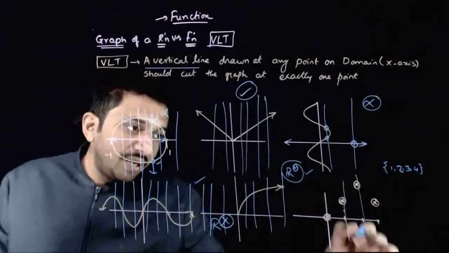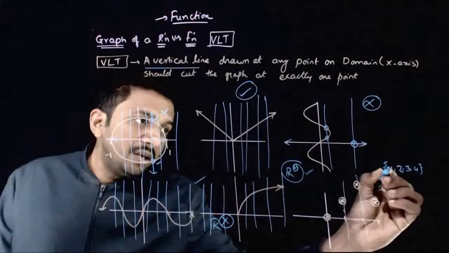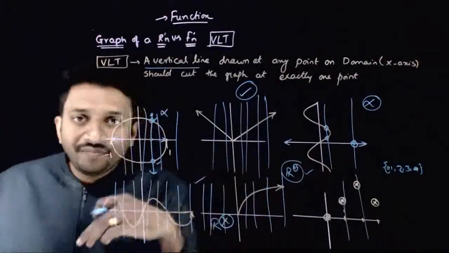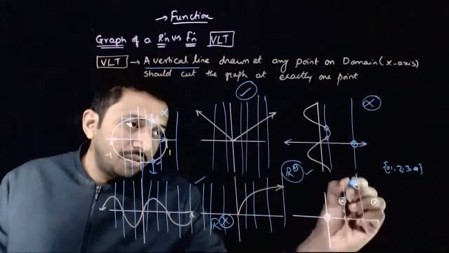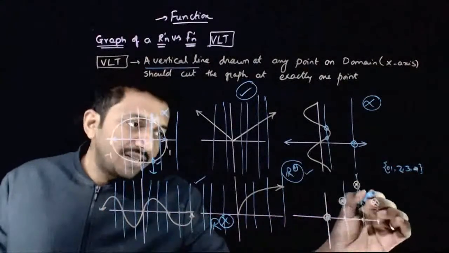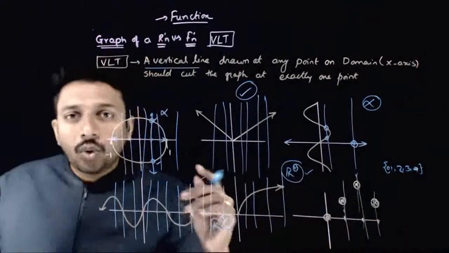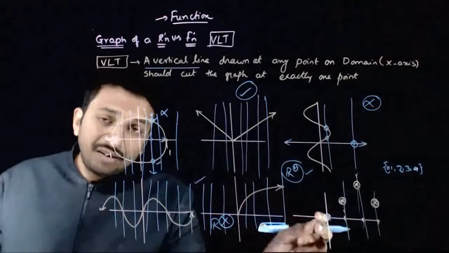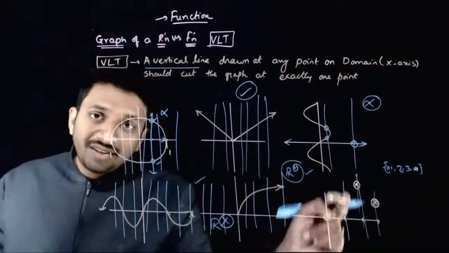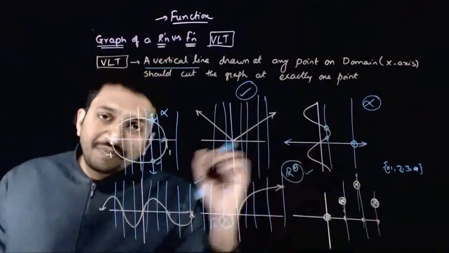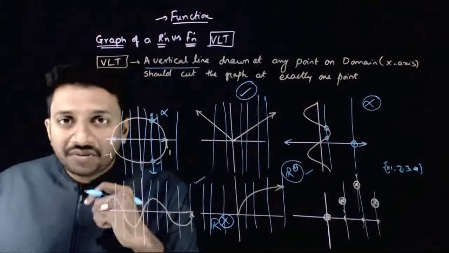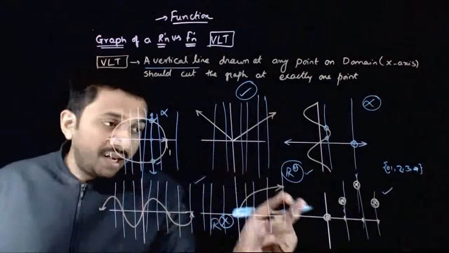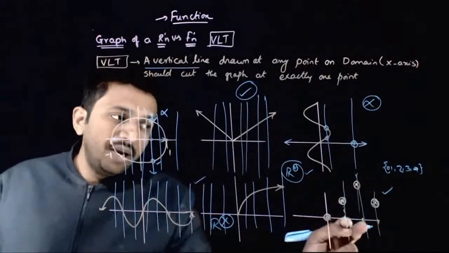Let us say that this function is defined on 0, 1, 2, and 3. Corresponding to x equal to 2 also, you have only 1 point. Corresponding to x equal to 3 also, you have 1 and only 1 point. So at every point on the domain, the vertical line drawn has 1 and only 1 point of intersection. Hence, this can be called a function on the domain set 0, 1, 2, and 3.